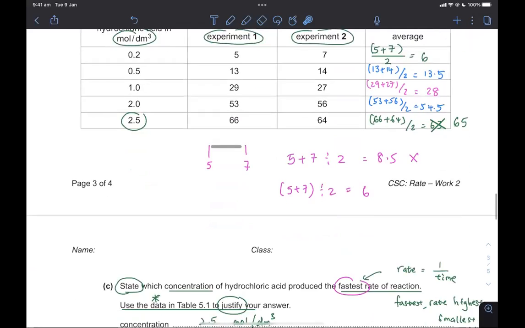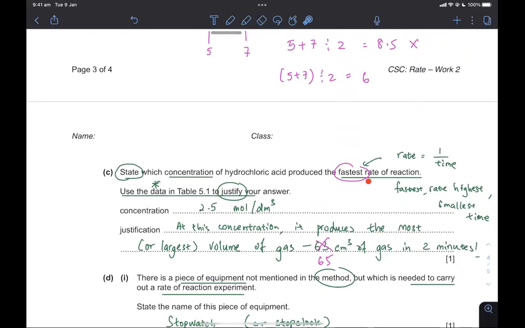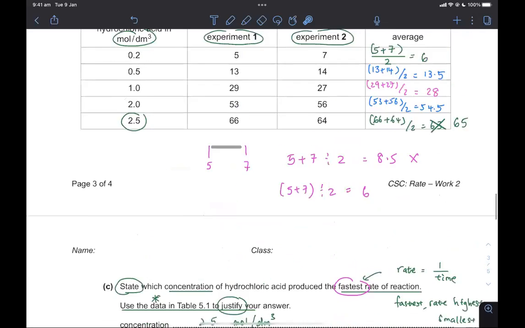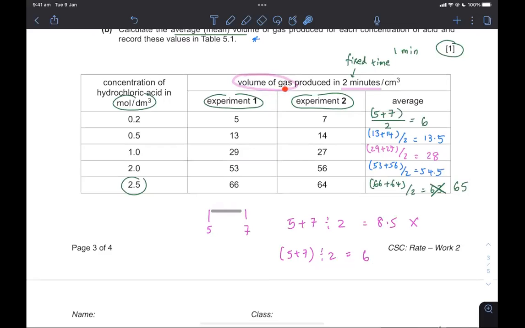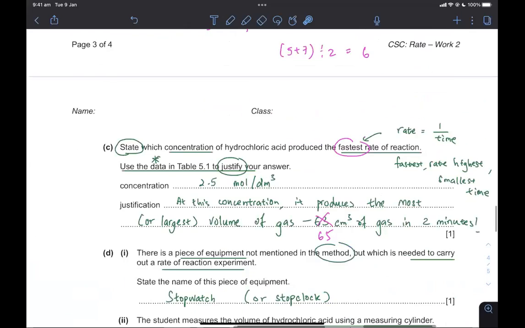2.5 mole per dm cube is the one that will give you the fastest rate of reaction. Not to do with time, but to do with the volume of gas here, because this is the volume of gas, the most amount of product in a fixed time. Just now, the previous question was fixed volume, but the time was changing. Here is fixed time, but the volume is changing. 2 different kinds of thing there.